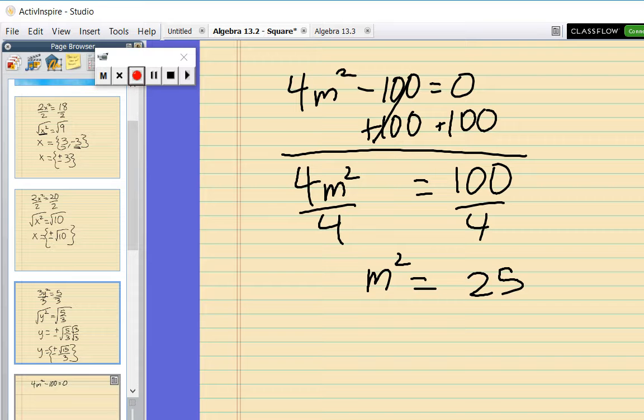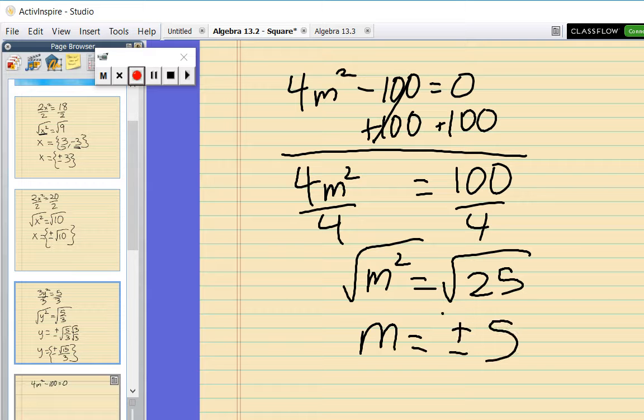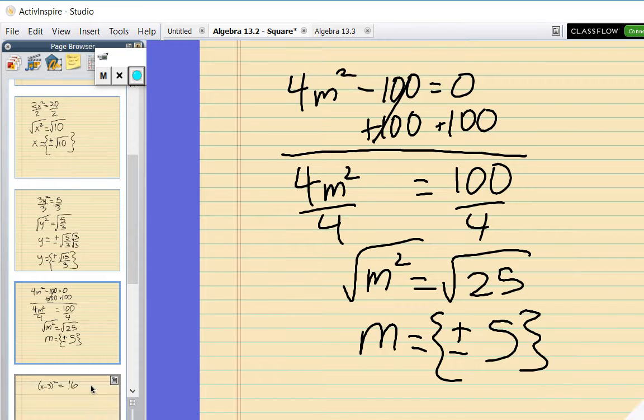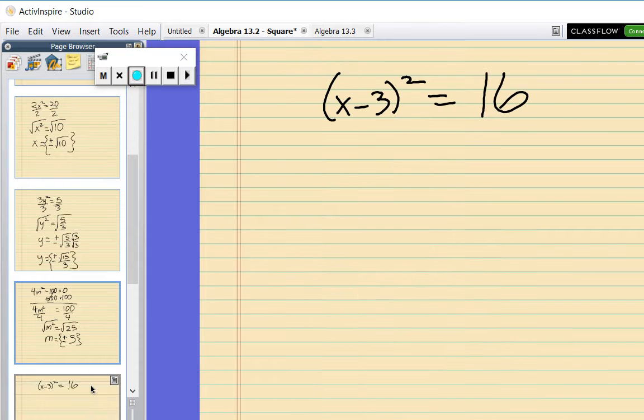And now you square root both sides. Yeah, 5 and negative 5. And this, like I said, in a previous test or quiz when this was given, a lot of you went with this method and you would have forgotten the negative 5. Yeah, there are 2 possible answers that work. Okay, try another one. A little different.